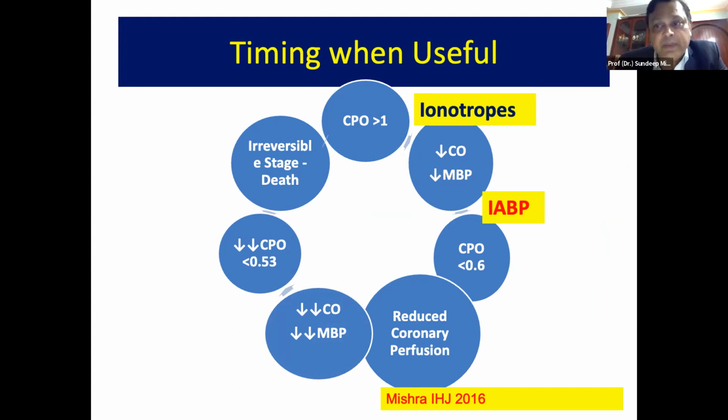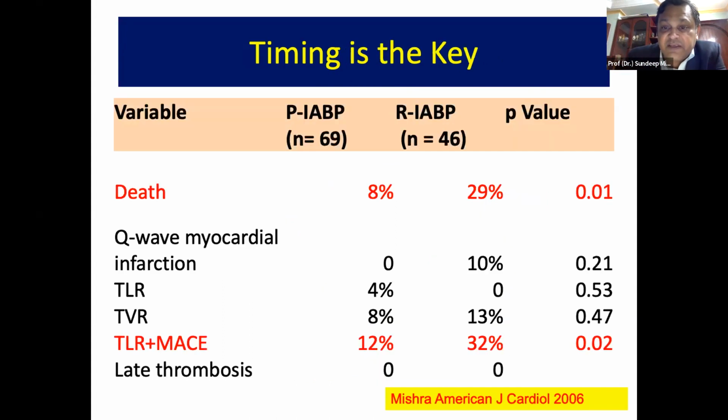My personal experience is that IABP is useful when used early and as a prophylactic agent, because for some cases of very high risk PCI, we even put prophylactic IABP. There it may be very useful, but the window of IABP is lost very soon. Once the patient progresses down this vicious cycle, CPO keeps falling, reduced coronary perfusion also starts happening, then cardiac output and mean blood pressure fall even more, and CPO falls below 0.53, then none of these therapies will work.